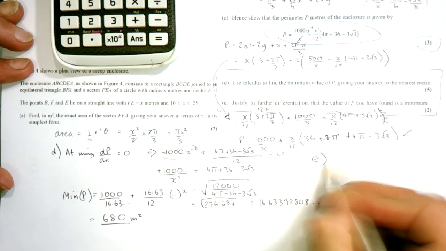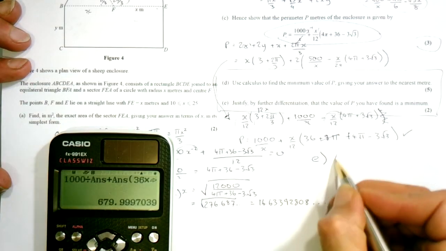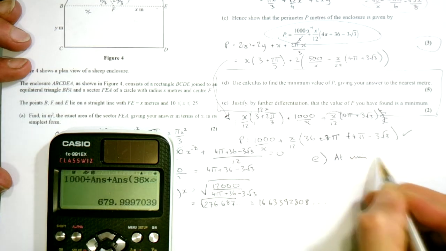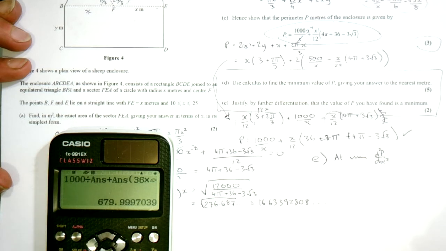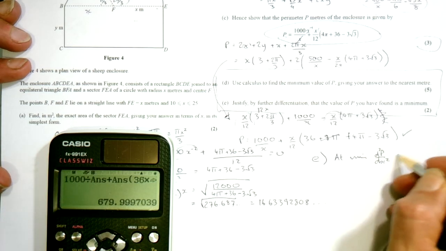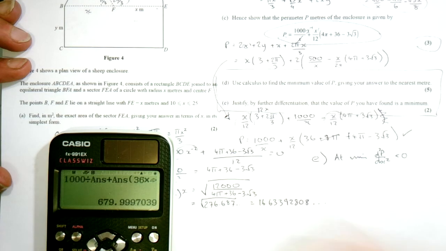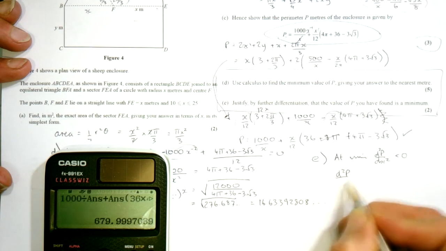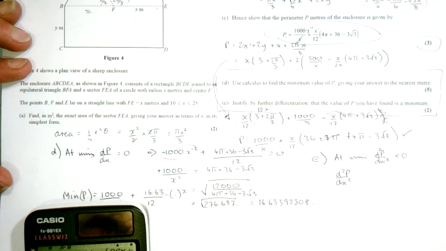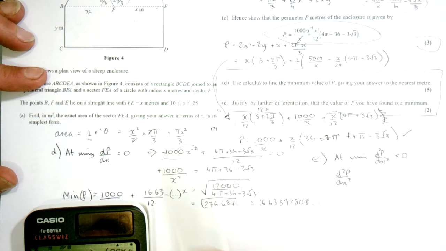And part E, to justify by further differentiation that the value of p you found is a min. When I differentiate it again, d2p by dx squared is less than 0 for the x value that we found, which was the 16.6339. d2p by dx squared means that we've got to differentiate this thing that we had there.